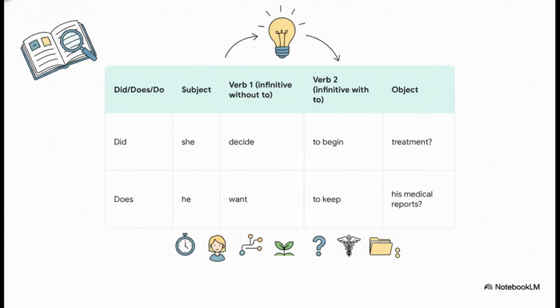Take this one. Did she decide to begin treatment? See how it works? We've got did, then our subject, she, then verb 1, decide, and verb 2, to begin. It follows our little rule perfectly.